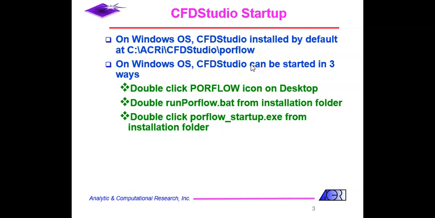Now we will see how to start CFDStudio. There are three ways to start CFDStudio. One, you can double click on the PORFLOW icon on your desktop. After installation of CFDStudio, you will find a link called PORFLOW and a link called PORFLOW tutorials on your desktop. Double clicking on the PORFLOW icon will open CFDStudio.